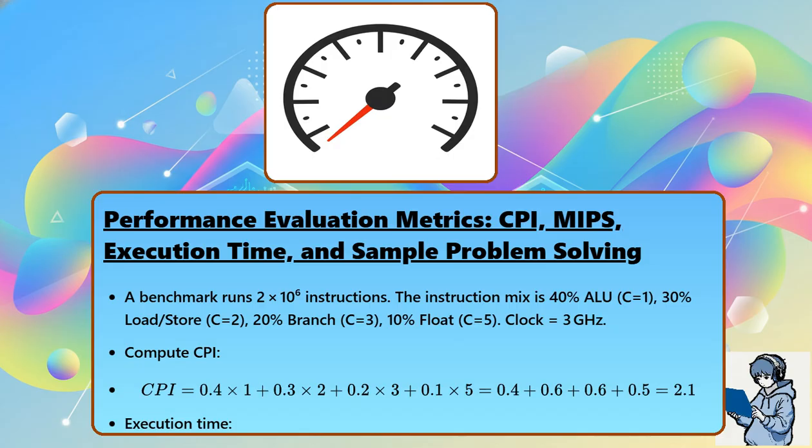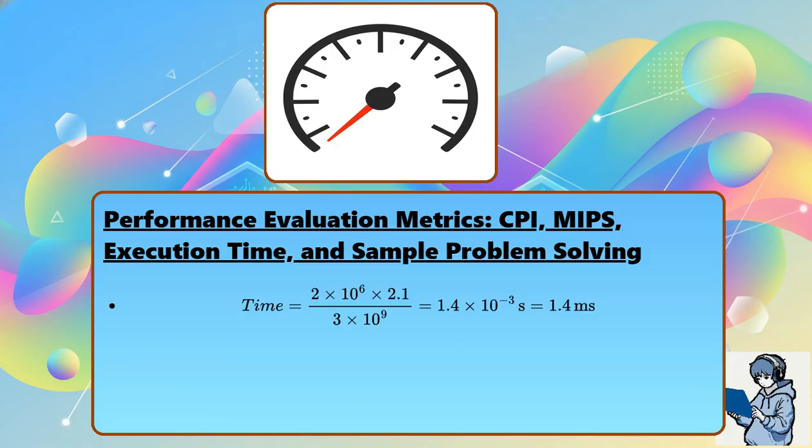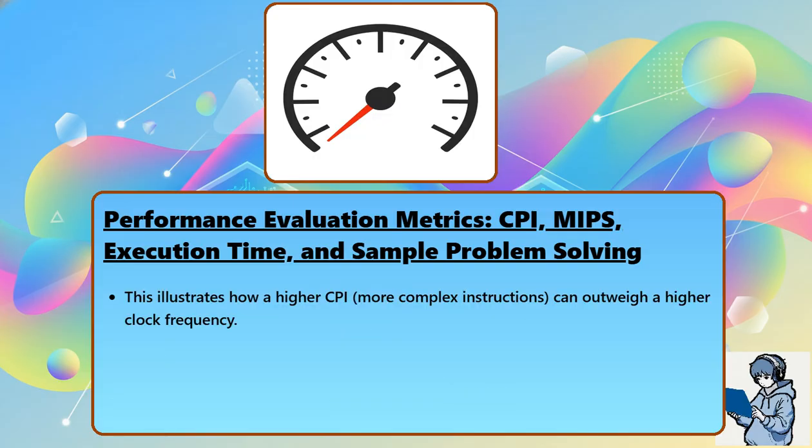Execution time. Time equals 2 times 10 to the power 6 times 2.1 divided by 3 times 10 to the power 9 equals 1.4 times 10 to the minus 3 seconds equals 1.4 milliseconds. MIPS. MIPS equals 3000 divided by 2.1, approximately 1429. This illustrates how a higher CPI, more complex instructions, can outweigh a higher clock frequency.